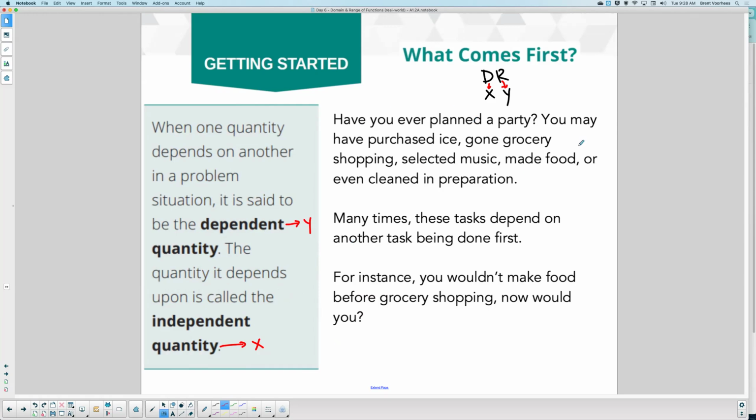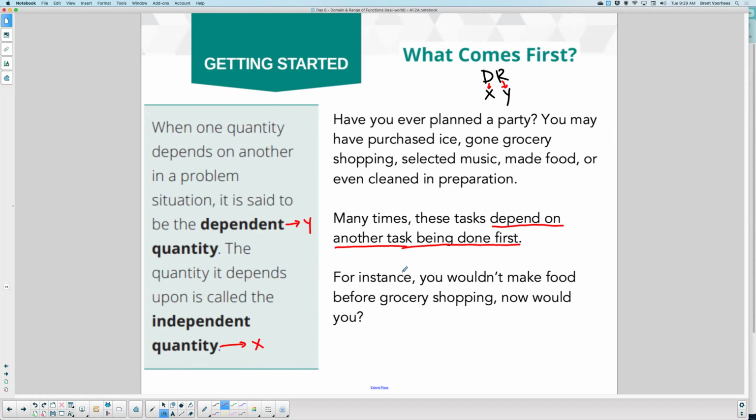So here we go. This is just an idea. Let's look at this first situation right here. Have you ever planned a party? You may have purchased ice, gone grocery shopping, selected music, made food, or even cleaned in preparation. Many times, these tasks depend on one another. There's the word, depend, on another task being done first. So, depend is the word. See how this says dependent? The y is going to depend on the x.